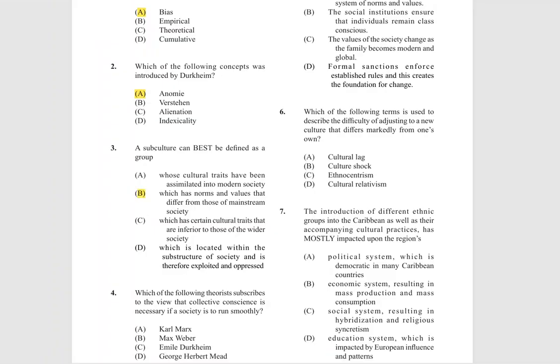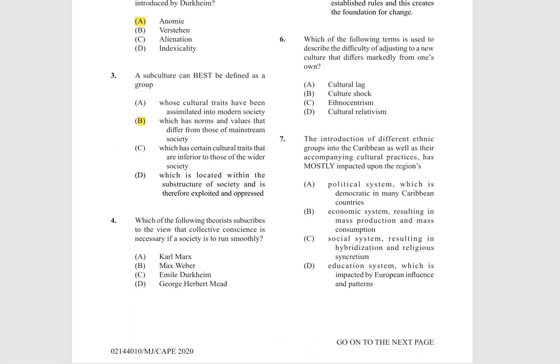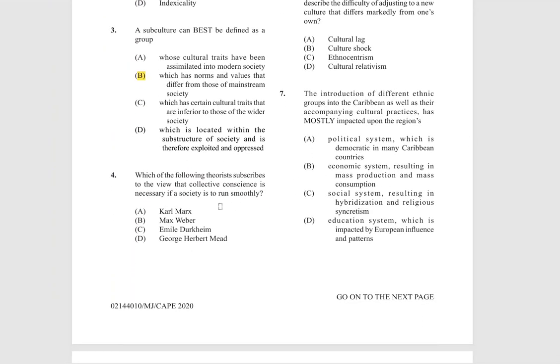Which of the following theories subscribes to the view that the collective conscience is necessary if a society is to run smoothly? Alright, so who said that? The answer for that would be Emile Durkheim. So he spoke about each person having to have a collective conscience in the society. And remember that he is the person who believes that society can run smoothly. Right?